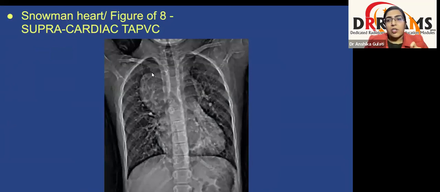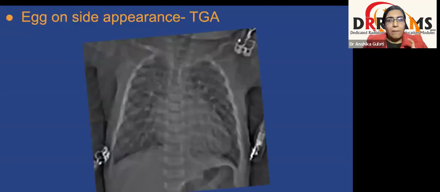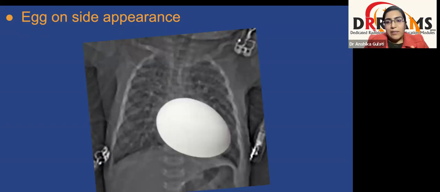Another named condition, the snowman heart or the figure of 8 appearance, because of this massive enlargement of the superior mediastinum. So this is seen in supracardiac TAPVC. We'll see CT also of all these cases. And another case, if we see, there is an LV type of cardiomegaly with a narrow vascular pedicle. This is the egg on side appearance seen in transposition of great arteries.